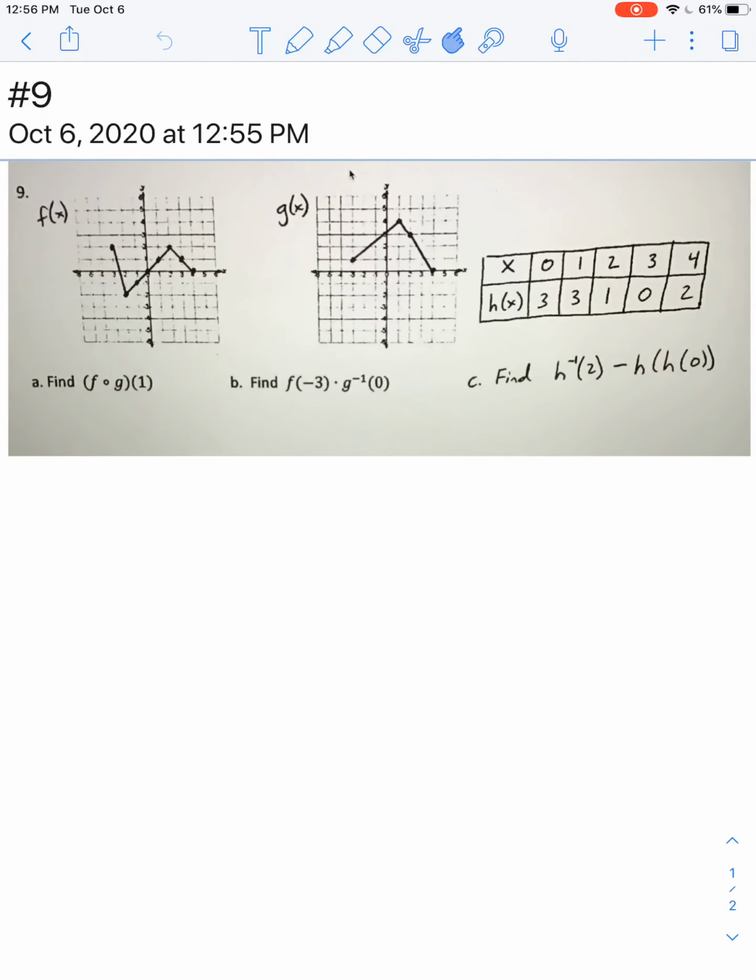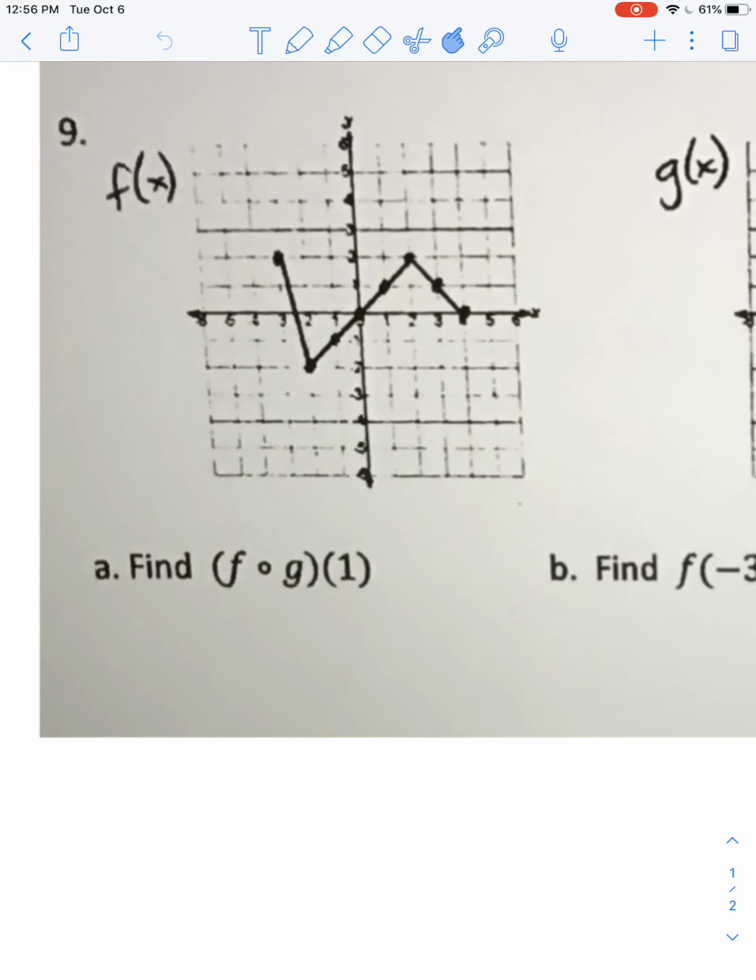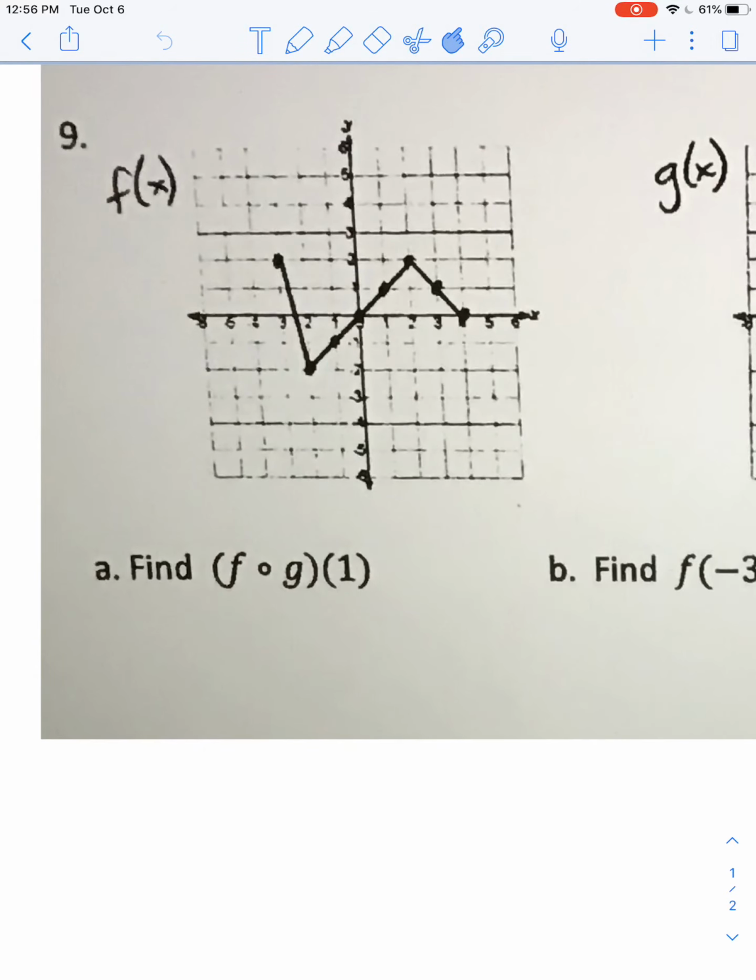Hey, so on number 9, we're basically using these two graphs and table to answer these questions. So I'll just kind of walk through. Start with A. So this says find F composite G of 1. And I've given the advice, I don't think students love this notation.